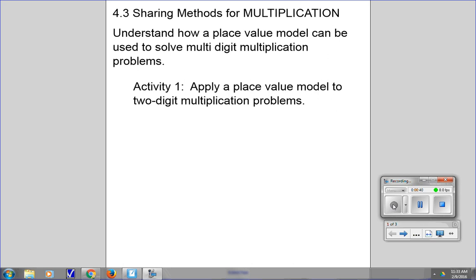So today I'm going to be sharing a couple of methods with you for multiplication. We're going to understand how the place value model can be used to solve multi-digit multiplication problems. We did the place value model last year, the area model, and once I show it to you, I know that some light bulbs are going to go on. So that's why I'm not overly concerned about it, because you've done this before. So the activities we're going to do today are the place value model and the expanded notation model, 2-digit by 2-digit.